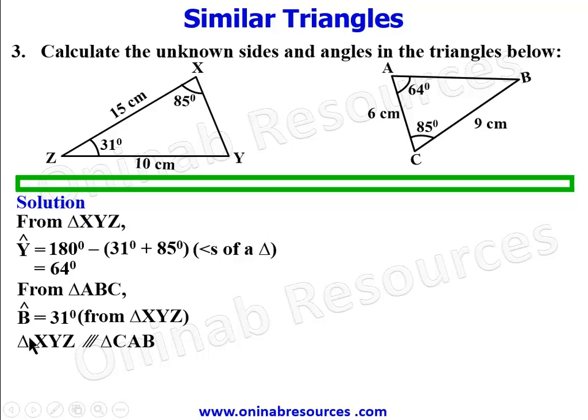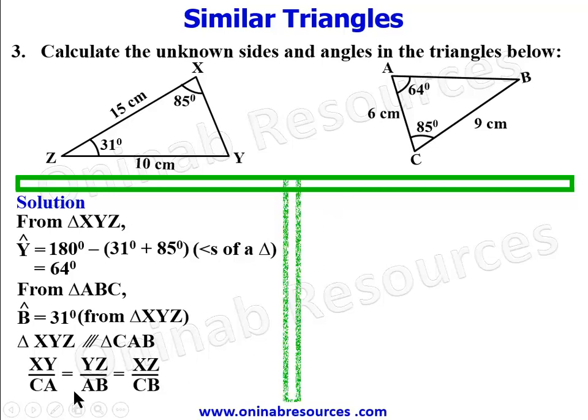Stating the ratio of their corresponding sides, we have XY over CA is equal to YZ over AB is equal to XZ over CB. So that is that. Then we now substitute in the values of the sides. XY is one of the sides we are looking for. So we have XY over CA, CA is 6, so that's over 6.